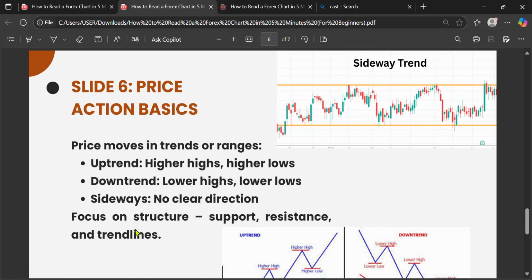Now let's move to price action basics. Price moves in trends or ranges, right?